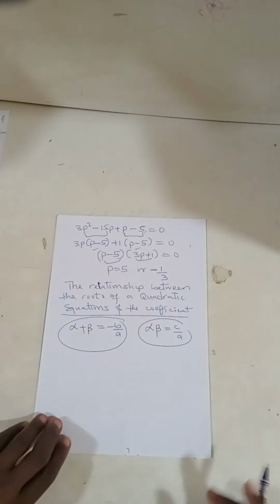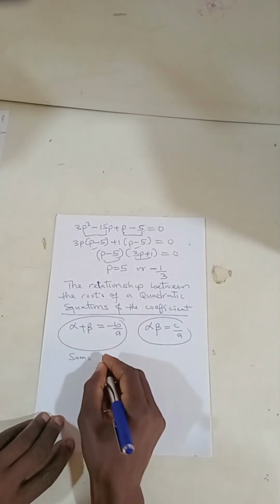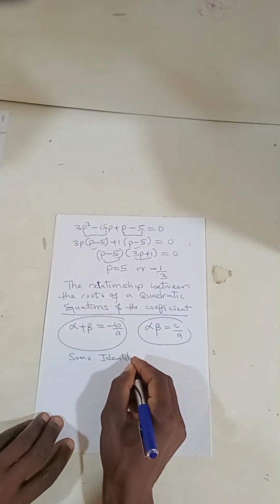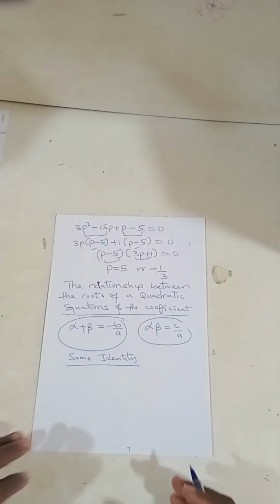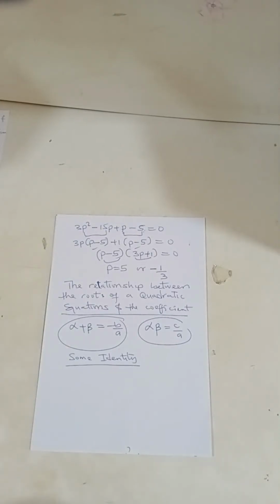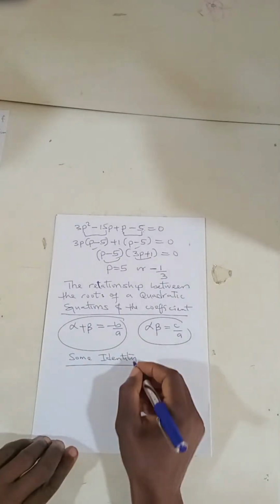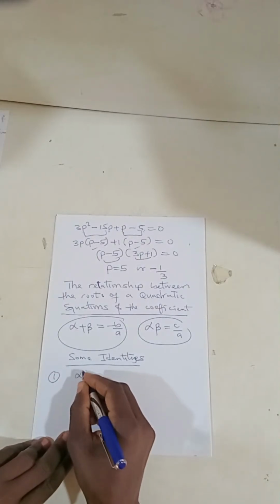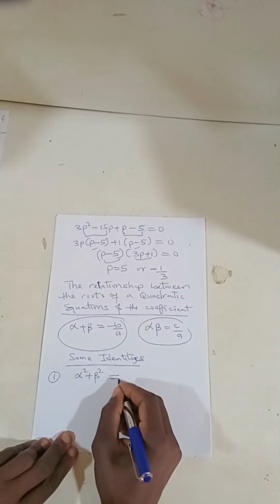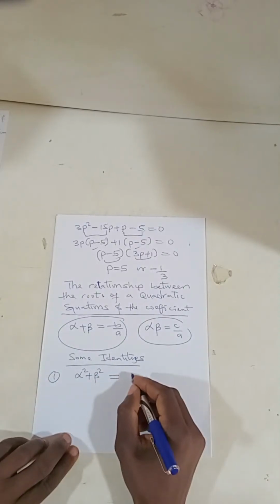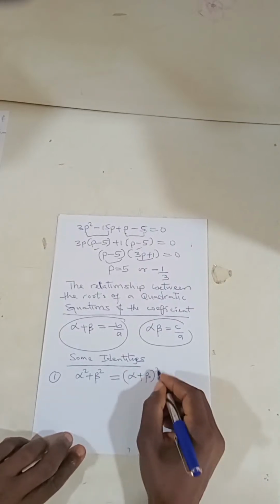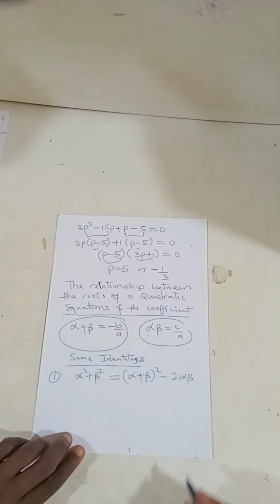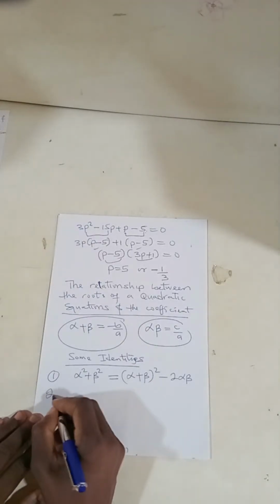So let's quickly go to some identities. So we look at the identities and then we begin to take a series of questions on these aspects. Some important identities. The first one I'm going to discuss is alpha square plus beta square. This one will give you alpha plus beta square minus 2 alpha beta. If you expand the right hand side, it's going to give you the left hand side.